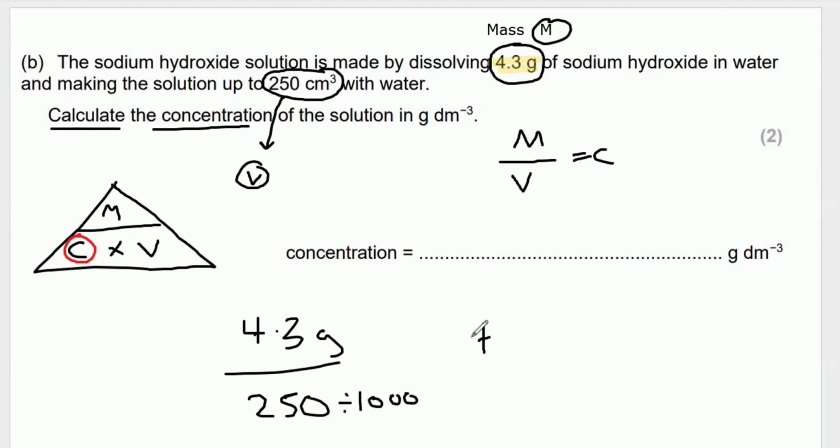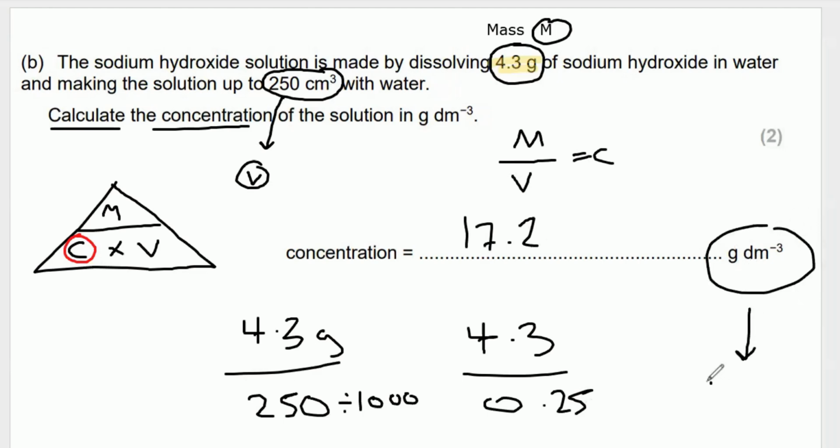We need to turn the 250 cm³ into dm³, so we want to divide by 1,000 for the 250, and that's 0.25. So 4.3 divided by 0.25, what's our answer? You should get 17.2, and that is g dm⁻³. Now you might be wondering why we use g dm⁻³. That's just a fancy way of saying g, diagonal line, dm³, so grams per decimeter cubed. It's just a fancy mathematical way of doing that.